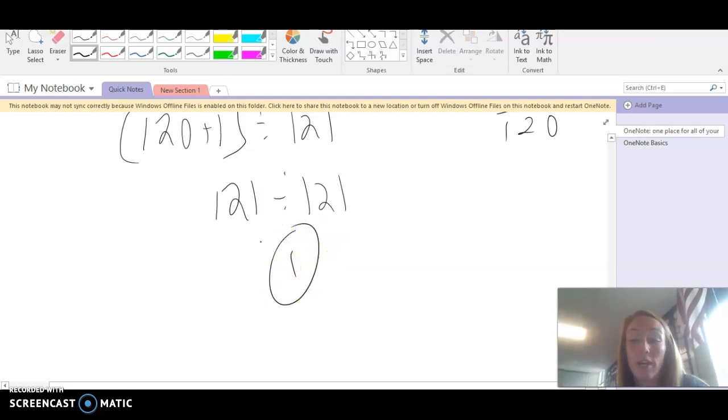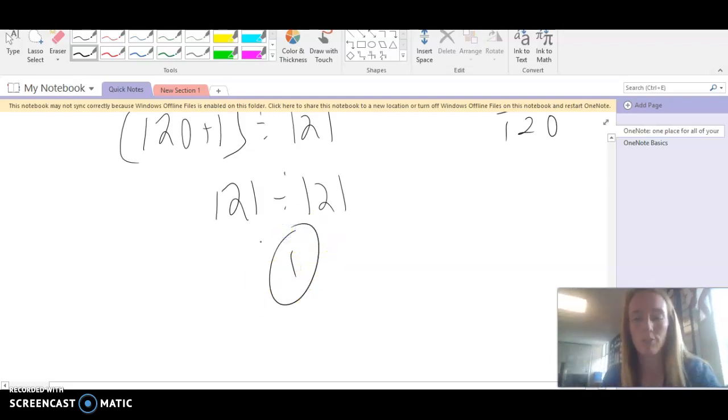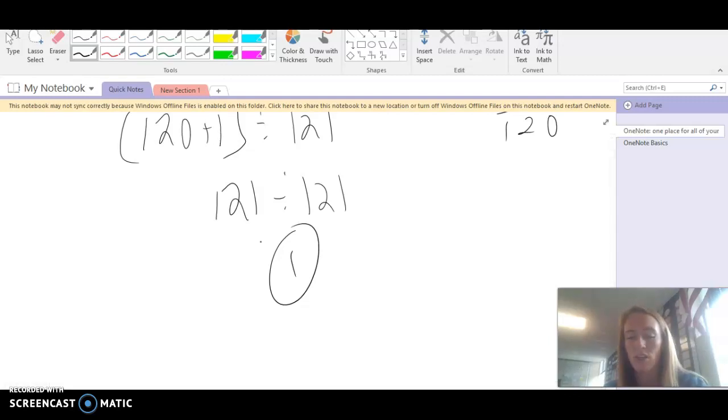So that's just a quick reminder and review of how we do certain things with the exponents, with the division and clumping our numbers together using brackets or parentheses. So go ahead and continue working and let me know if you have any questions.